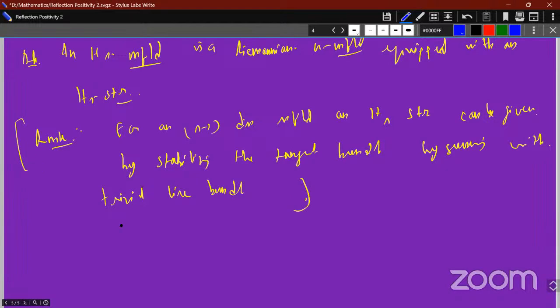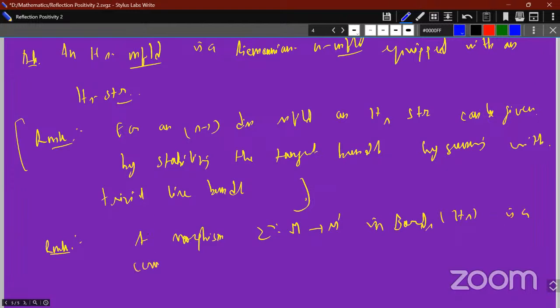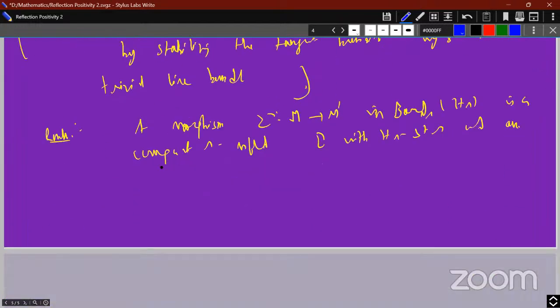So another remark. This is an important one. How do you look at morphisms in the bordism category? So a morphism, say from one object to another, is a compact manifold with an Hn structure and an isomorphism of boundaries.